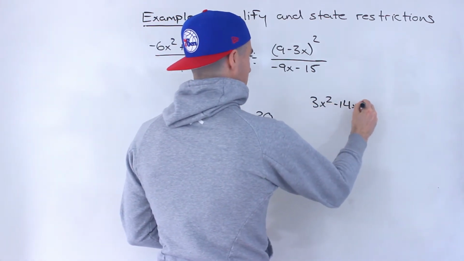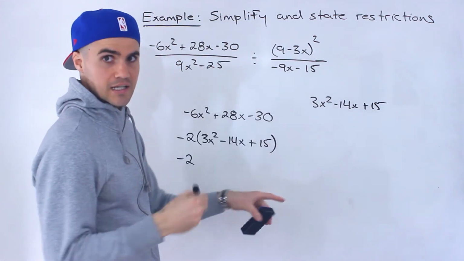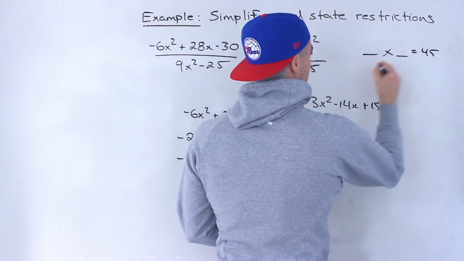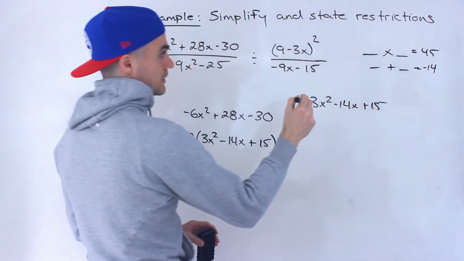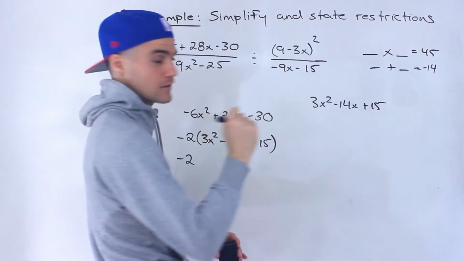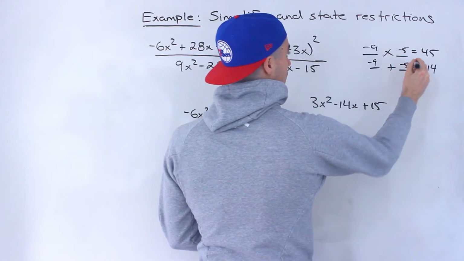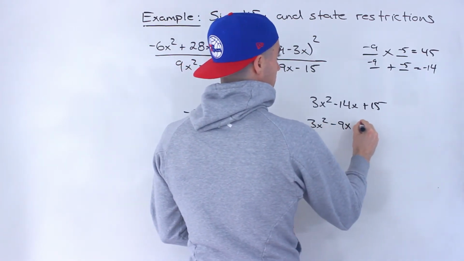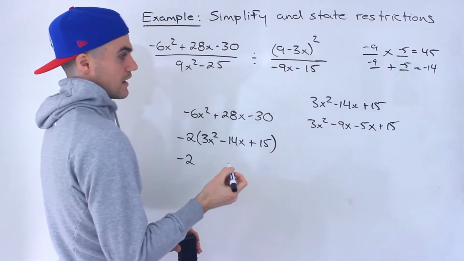minus 14x plus 15. This can factor, because notice 3 times 15 is what? It's 45. And then the b value is negative 14. So what two numbers multiplied to positive 45 add up to negative 14? Negative 9, negative 5. So we end up with 3x squared minus 9x minus 5x plus 15, like that.